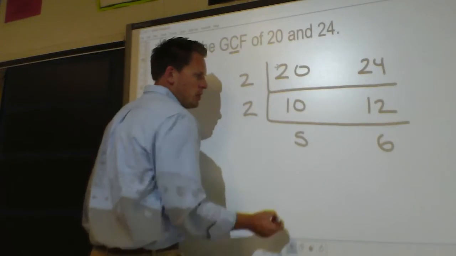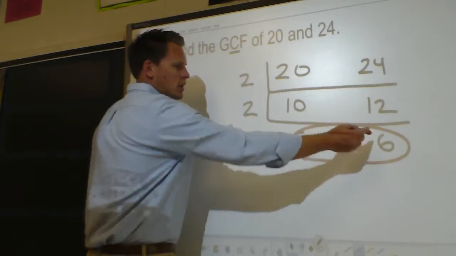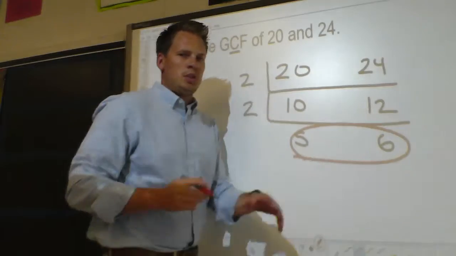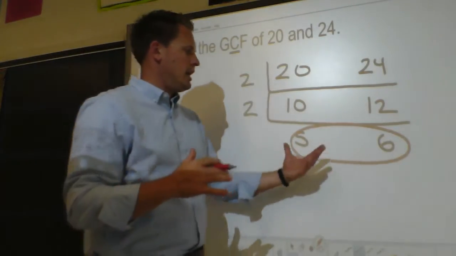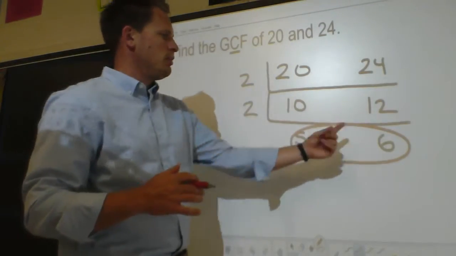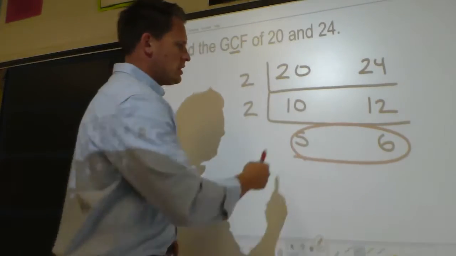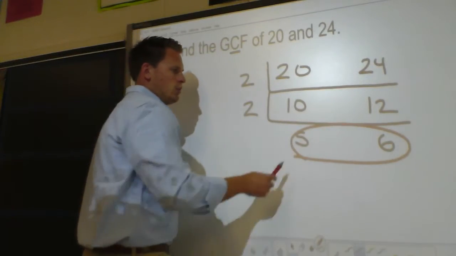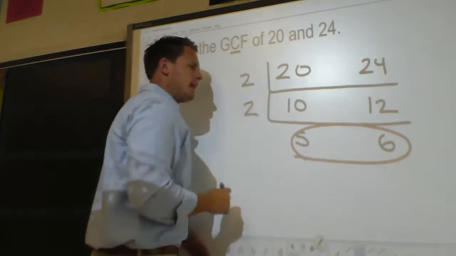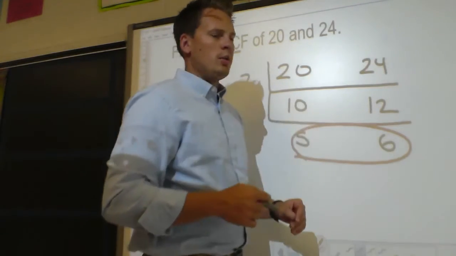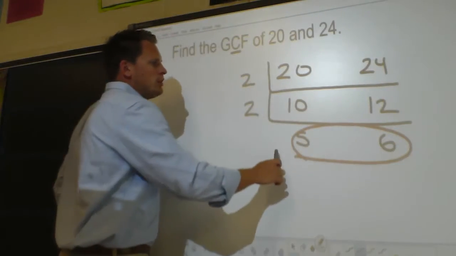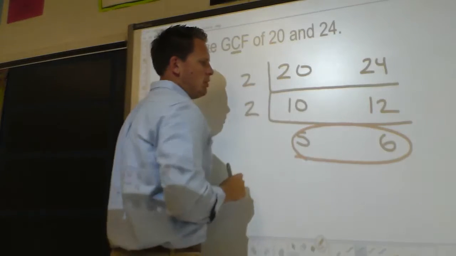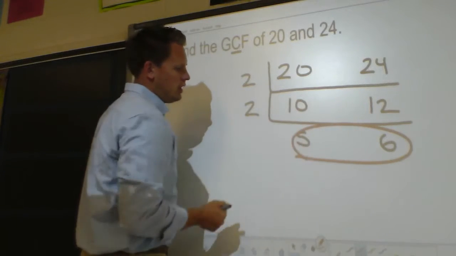We're done because we have neighbors. The numbers right here are right next to each other. You cannot break these down anymore. There's nothing more that they can share because the numbers will jump right over each other. One's even, one's odd, 2's not going to work, and they're going to jump right over. So there's no other prime numbers that fit into both 5 and 6. That's called neighbors, so we're done there.